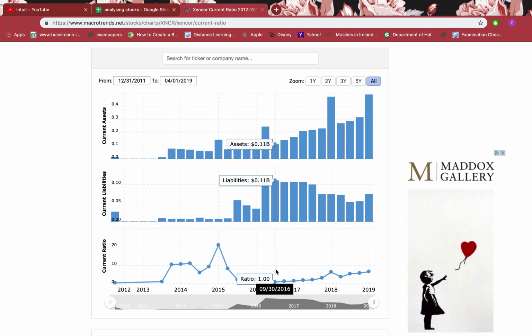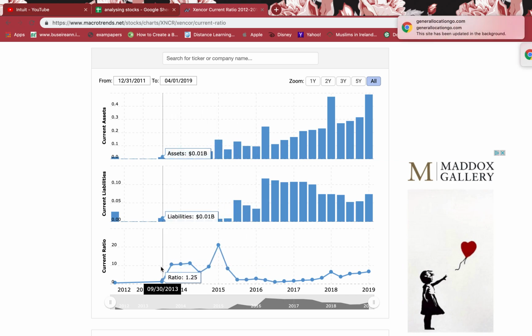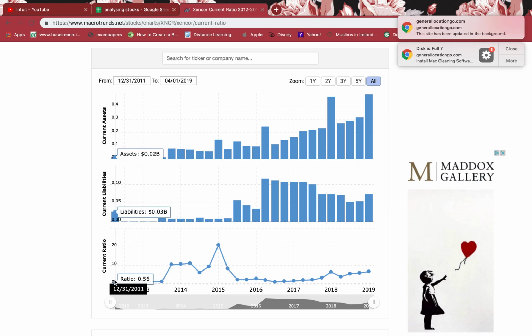Okay, right now in 2016, you can see that the assets and liabilities are the same, 0.11 billion both. So it's 1, which means that there's no margin of safety, but it's equal. If I go back, it's 2.1, which is greater than 1.5, and if I just go back, it has been greater than 1.5 throughout, and that's 1.25 and 0.56.